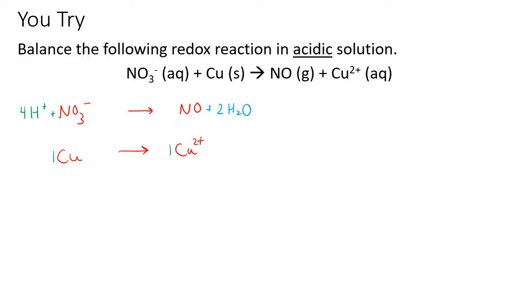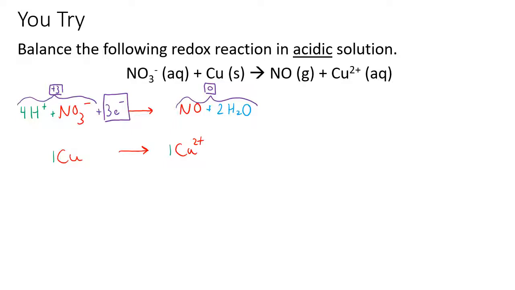Now we can balance our charges. On the left-hand side of our top half reaction, we have 4 plus 1 charges and 1 minus 1 charge. So our total charge is plus 3. And on the right-hand side, water and nitrogen monoxide are both neutral. Neither have a charge. So the total charge is 0 on the right. We're going to need to add 3 electrons to the left-hand side of our half reaction to make our plus 3 charge become the same as 0.